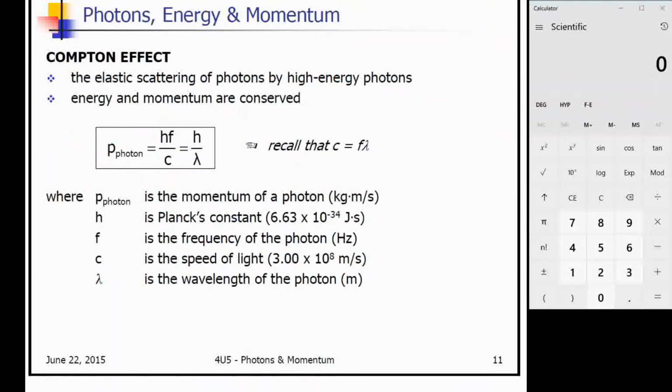So copy this down for the Compton effect. Then we'll do some sample questions on the Compton effect as well. The Compton effect is the elastic scattering of photons by high-energy photons. Sorry, it should say the elastic scattering of electrons. Can you correct that, please? The elastic scattering of electrons by high energy photons. Energy and momentum are conserved. The momentum of a photon is equal to hf over c. It's also written as h over lambda.